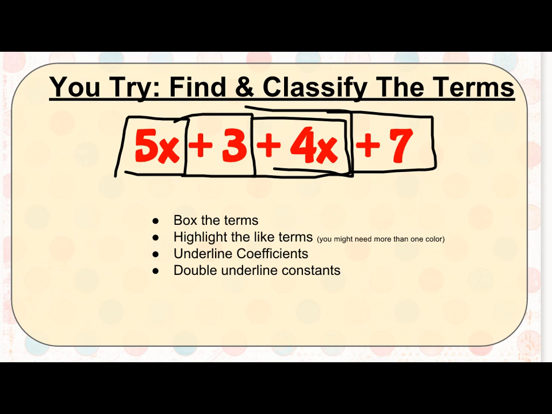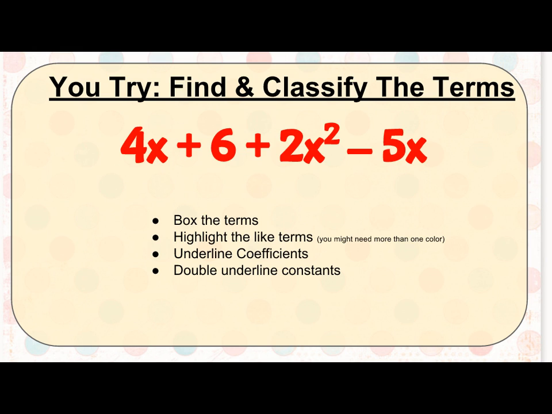Okay, our like terms here would be a 5x and a 4x. And then coefficients, or constants, constants also went in the same columns that we had before. So yes, those are considered like terms. Just because they don't have a variable, they're also matching. So then coefficients only go with the ones that have the variables. So just the 5 and just the 4 would be coefficients. And then the 3 would be a constant. And the 7 would also be a constant. So we went through and double underlined those.